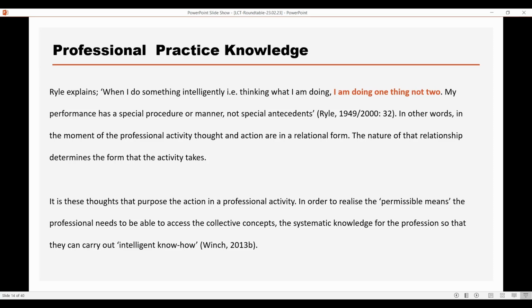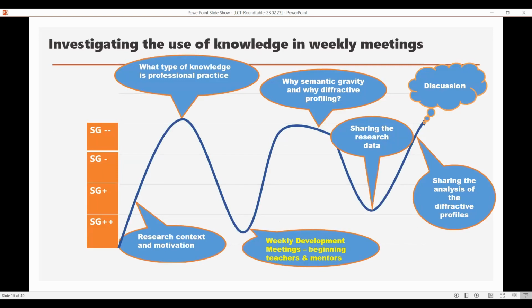So that I guess links us with that second quote there about those, if a profession is about accessing the collective concepts, those concepts that are context independent, that are gravity light, the systematic knowledge of a profession, then it's intelligent know-how rather than a know-how that is more about an everyday knowledge. So again, a contrast between intelligent know-how and know-how that is an everyday knowledge. So we've just begun to get into some of that grittiness about what is professional practice knowledge.